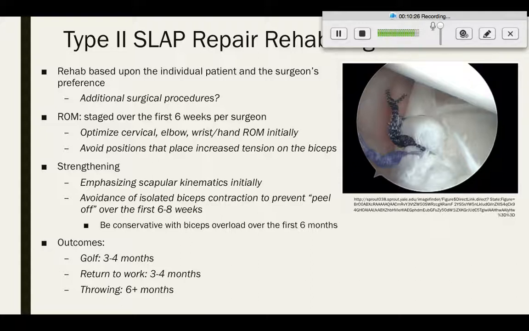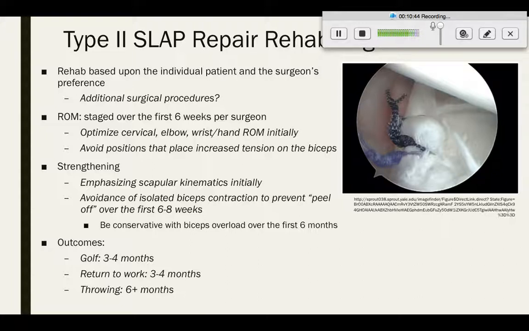As far as active range of motion, another position that could potentially place increased tension through the biceps complex is forward elevation, so either flexion or abduction with the elbow extended. Think about ways that you might be able to modify that.